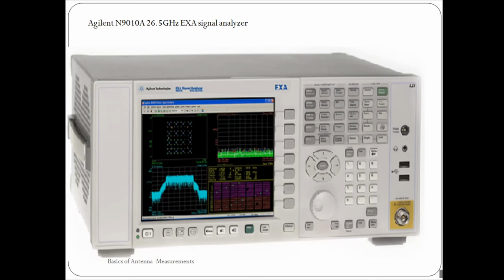Then for the radiation pattern, there is no other way, we have to go for the semi-anechoic or fully anechoic chamber. We have to go and do the radiation pattern measurements. Some colleges may have radiation pattern measurement in their laboratory, but all of them work for lower ranges of frequencies, not for higher ranges.